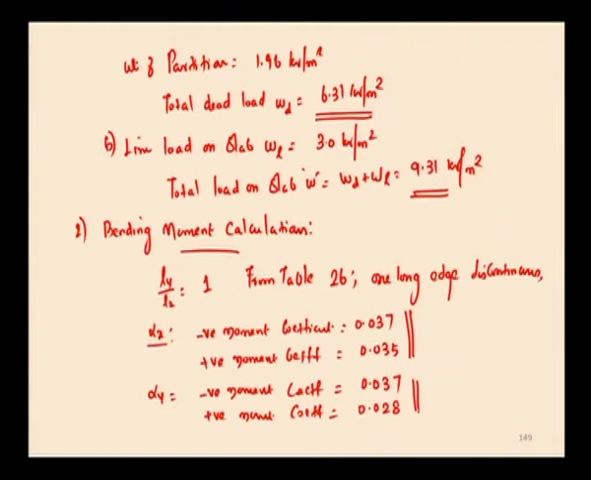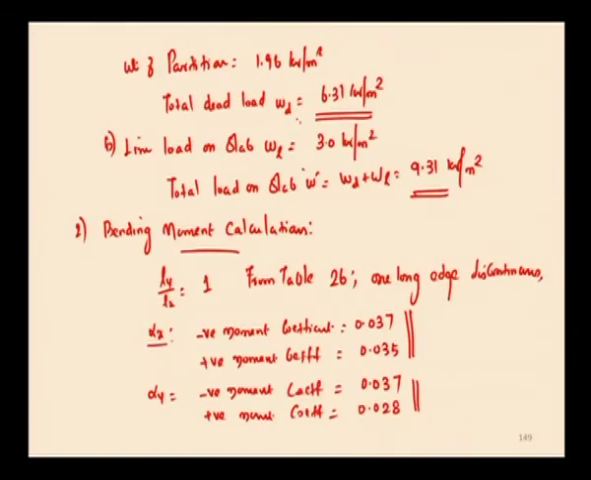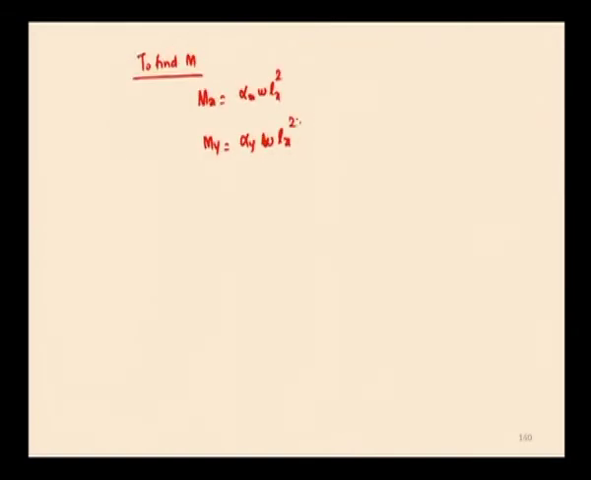So, to find out moment, that is Mx and My: Mx is alpha x W Lx square, My is alpha y W Lx square. So, here we are having 2 alpha x and 2 alpha y. From 2 alpha x we are going to select the maximum alpha x, that is 0.037 W Lx square. Here also we are having the maximum value as 0.037 W Lx square.